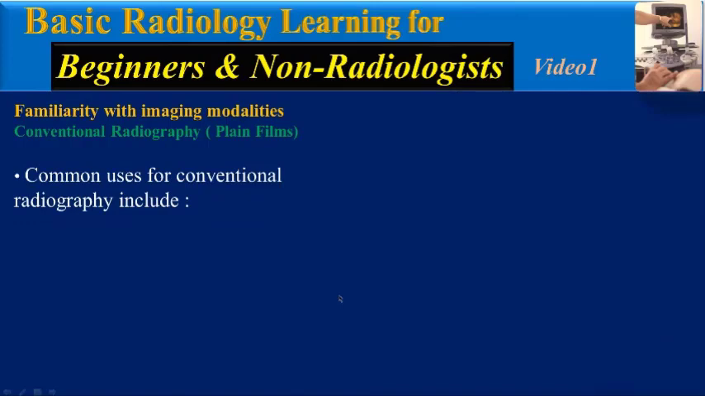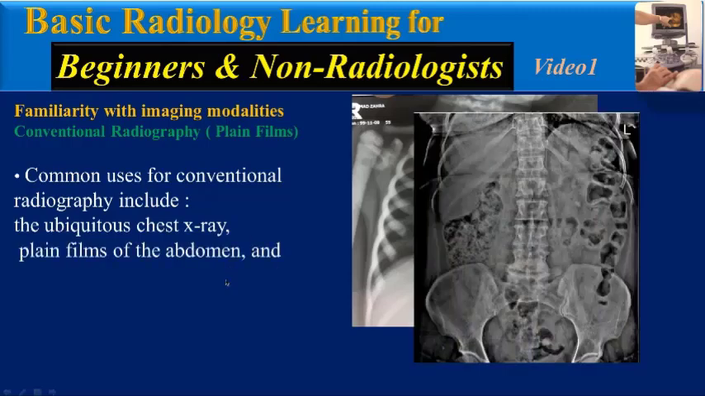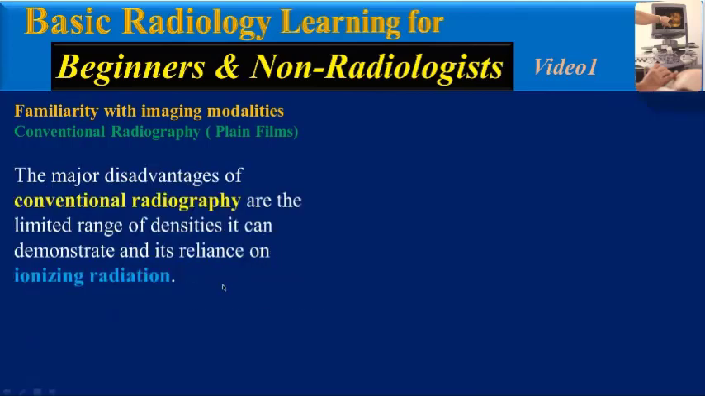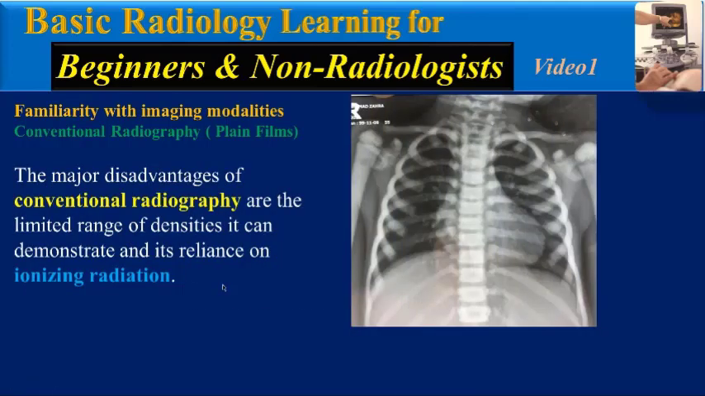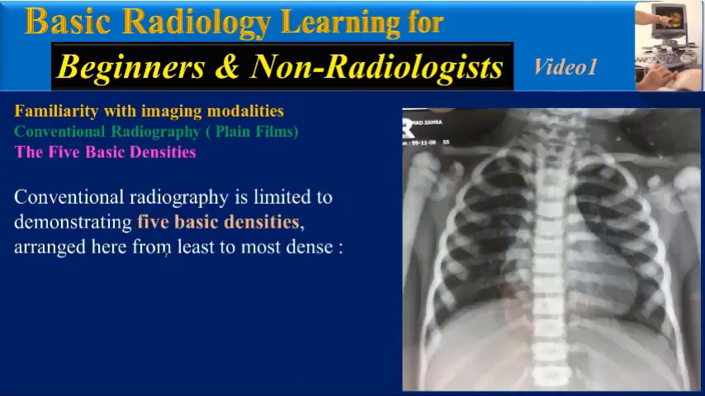Common uses of conventional radiography include the ubiquitous chest X-ray, plain films of the abdomen, and virtually every initial image of the skeletal system to evaluate for fractures or arthritis. The major disadvantages of conventional radiography are the limited range of densities it can demonstrate and its reliance on ionizing radiation. Conventional radiography is limited to demonstrating 5 basic densities, arranged here from less to most dense.